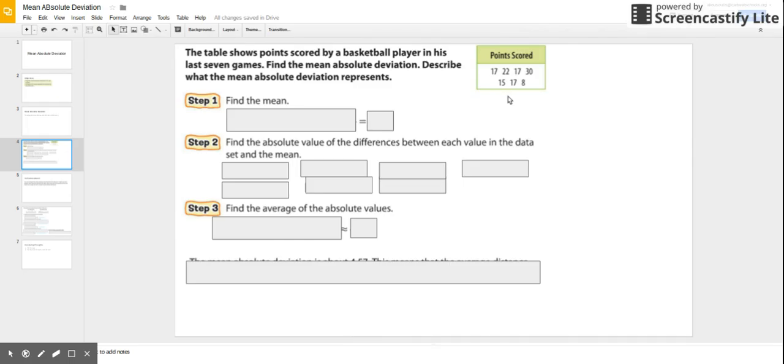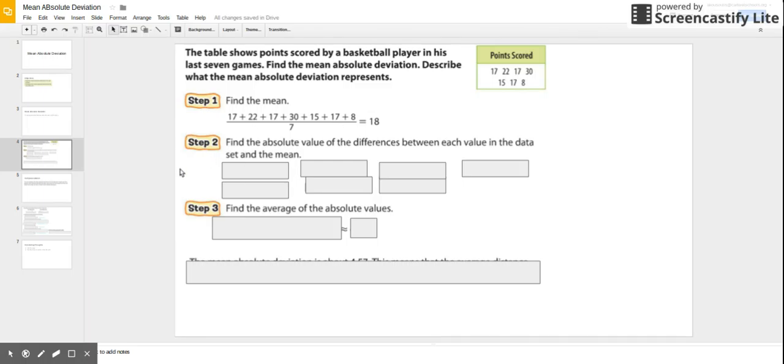First thing we want to do is find the mean. Fair, simple, straightforward. You just add up all the numbers and divide by how many are in the set. So 1, 2, 3, 4, 5, 6, 7. There are 7 numbers in the set. So let's add up all the numbers at the top in the numerator and divide by the number of points scored in the set. From there you get 18.